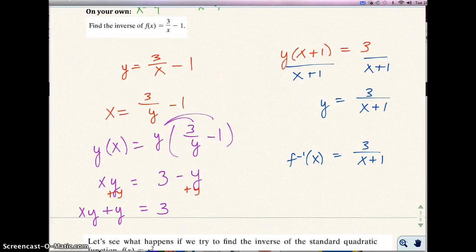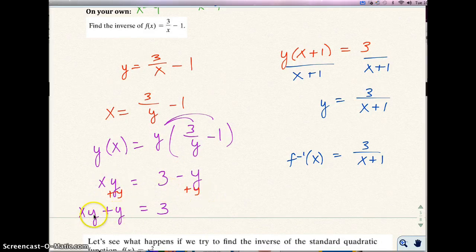Okay, so here's the on your own problem, and I went ahead and replaced f of x with y, and then I interchanged x and y and got this. And then I tried to solve for y by clearing the fractions and multiplying both sides by y. I cleared the fractions, and notice y was on both sides, so I went ahead and got it all on one side. There they are.